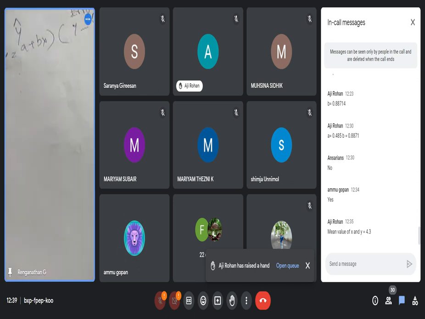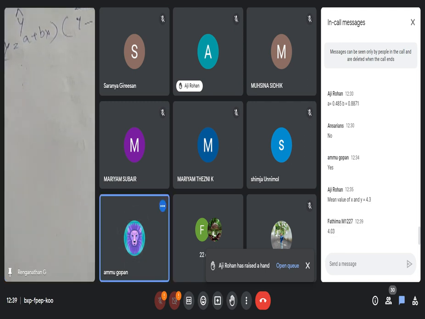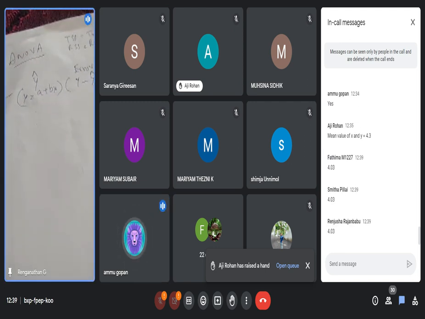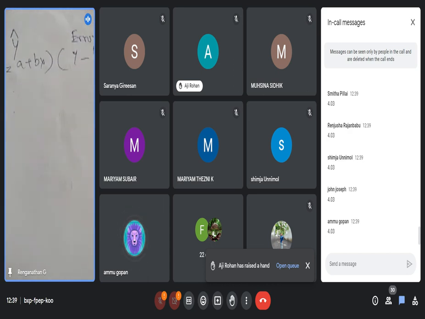Amu, you got it? 4.03. Okay, 4.03. I think now you understand that. Everybody got the 4.03 answer. So in this way, complete the y cap column.